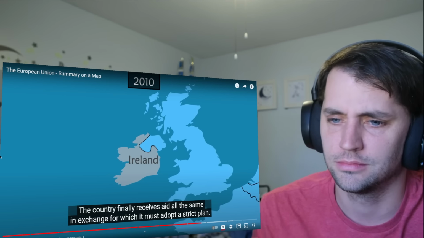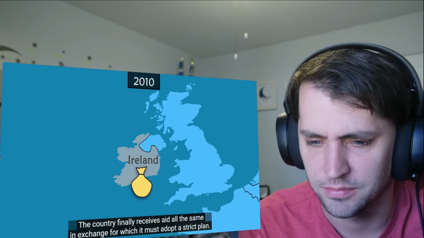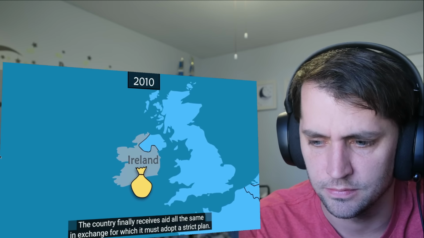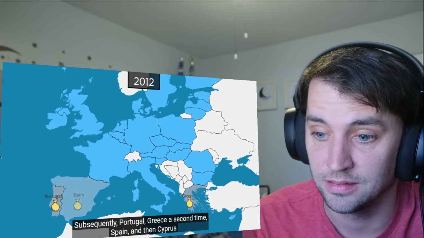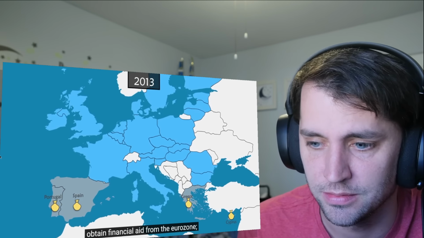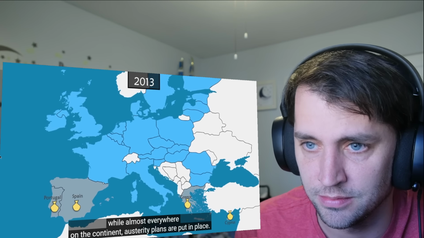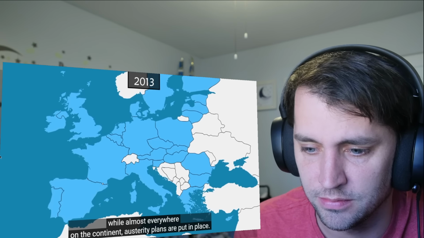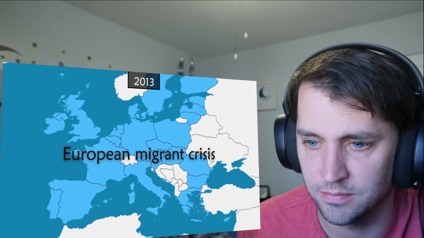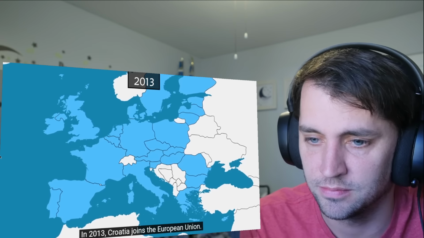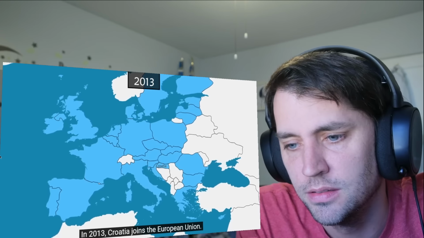The country finally receives aid all the same, in exchange for which it must adopt a strict plan. Subsequently, Portugal, Greece a second time, Spain, and then Cyprus obtains financial aid from the Eurozone, while almost everywhere on the continent, austerity plans are put into place. In 2013, Croatia joins the European Union.